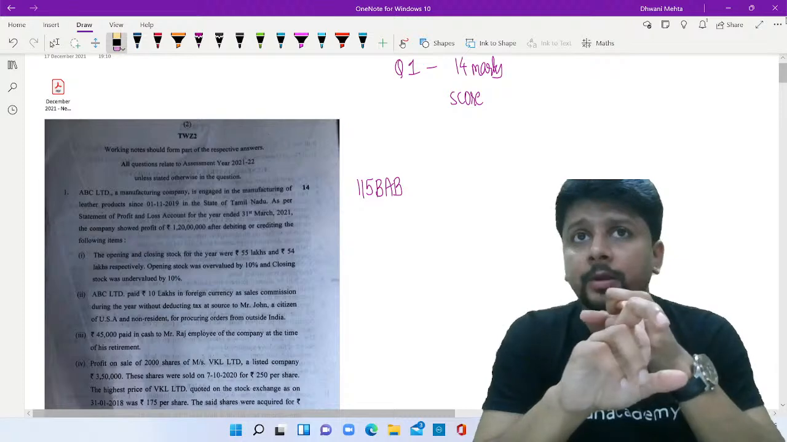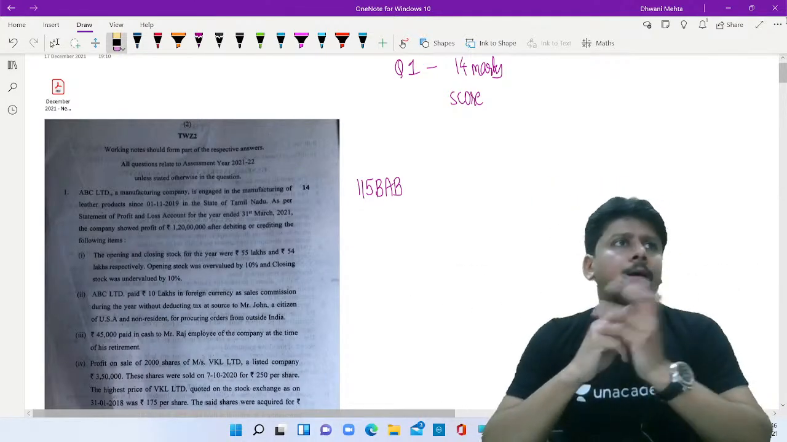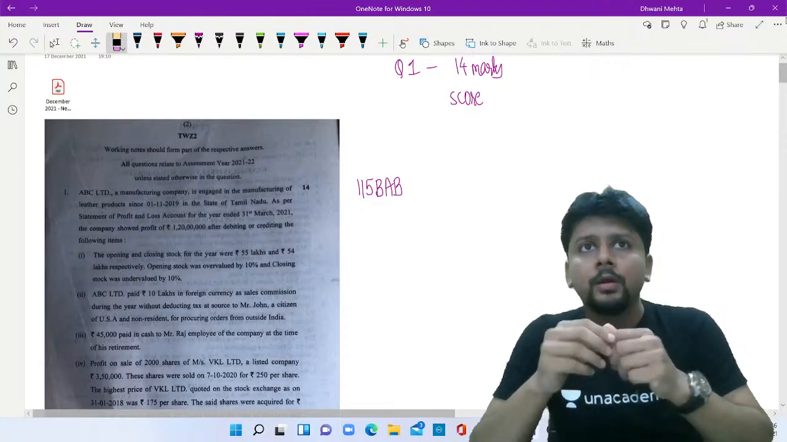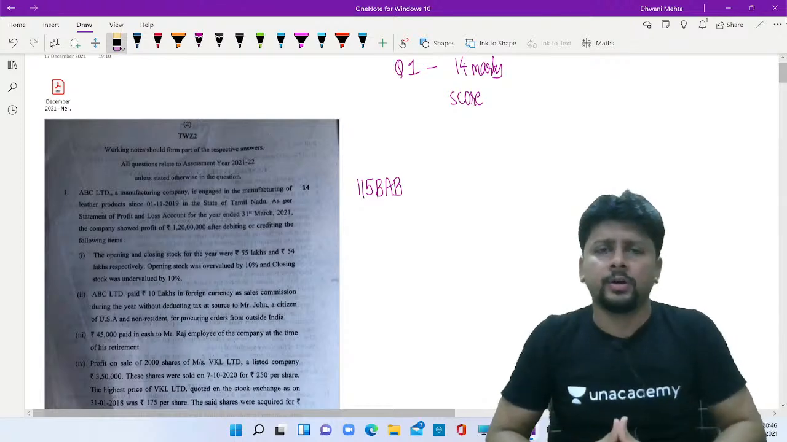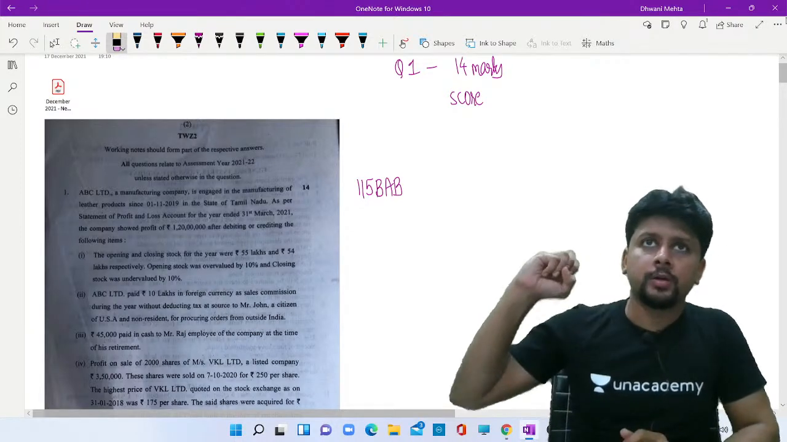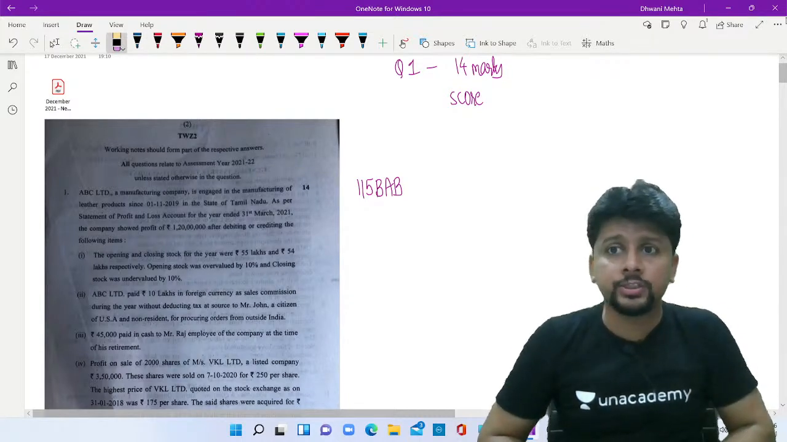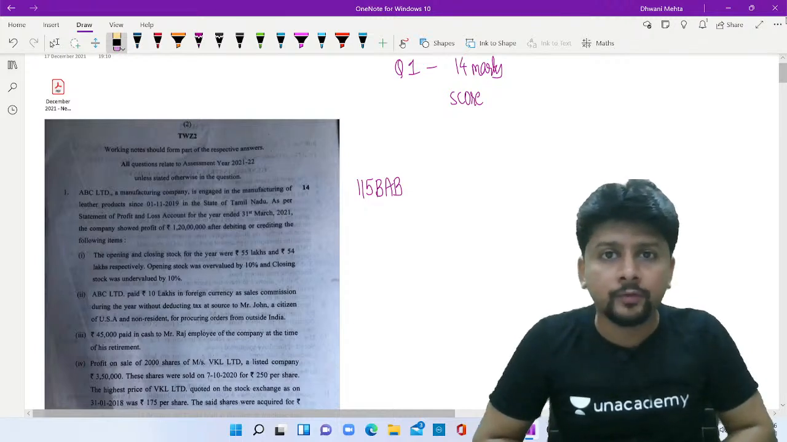Something that was unpredictable was capital gains getting so much weightage all of a sudden. You having a question on set off and carry forward was a surprise. PGBP was also on expected lines. It wasn't a random question paper which would demoralize a student. It was a question paper which would put the student under pressure because you have to read everything, you have to manage your time carefully.